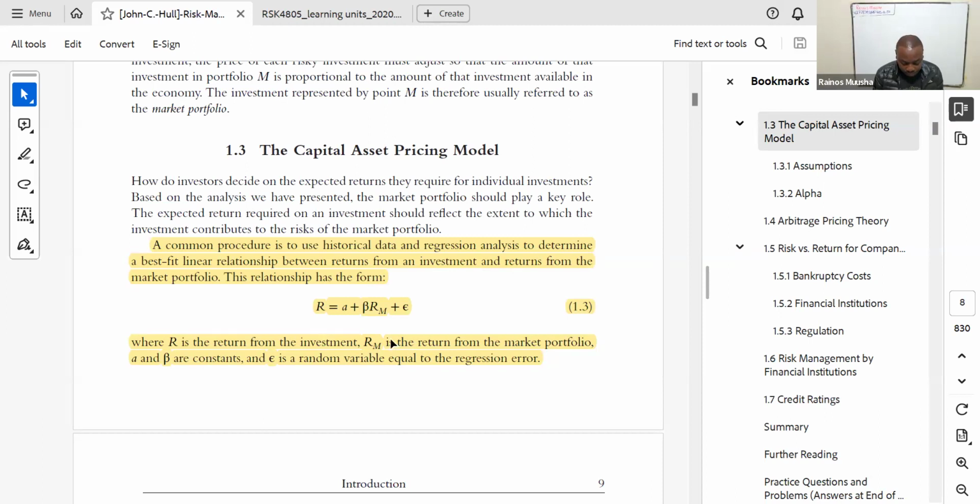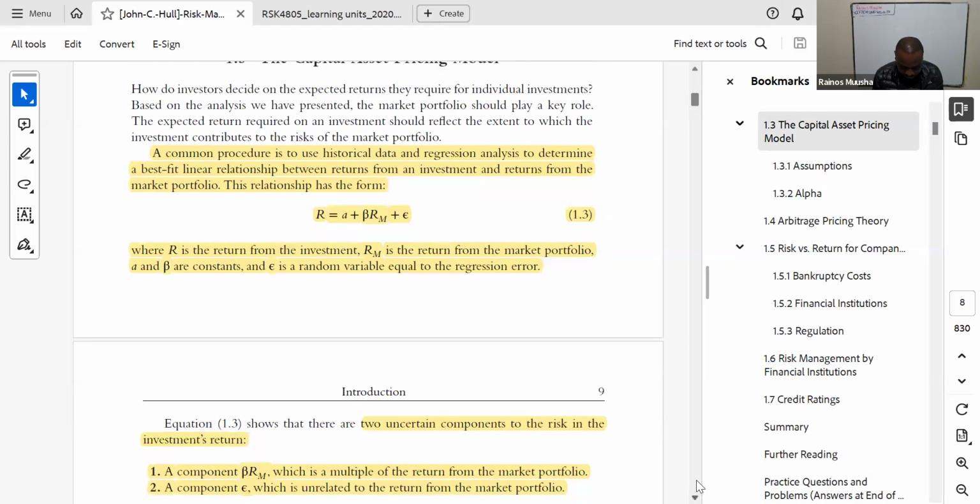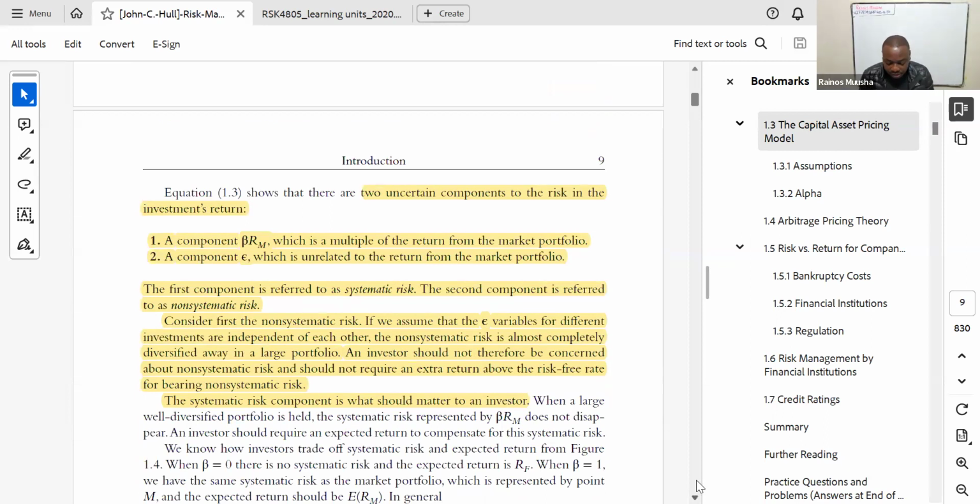Then they also say A and B are constants, and E is the random variable equal to the regression error. And we will explain exactly where A comes from, and we'll also explain exactly where B comes from as well. Now, looking at the information that we're given, they also go on to say there are two uncertain components to the risk in the investment return. The first component is the beta and the return on the market, which is a multiple of the return from the market portfolio.